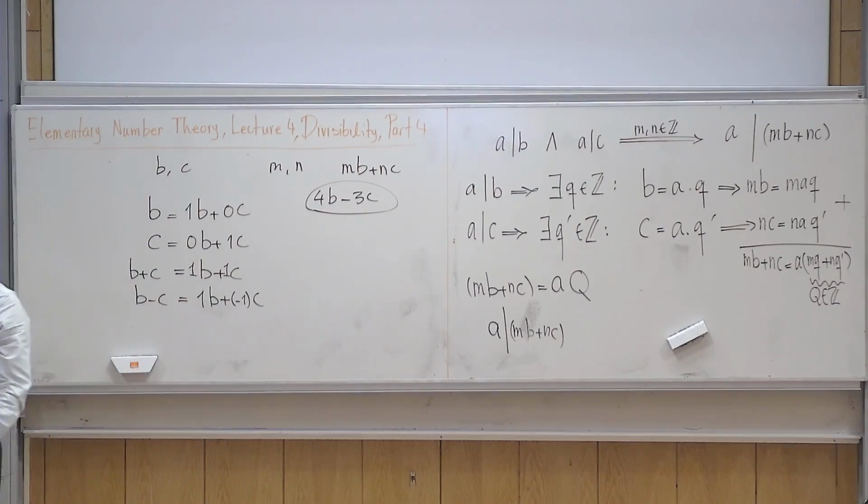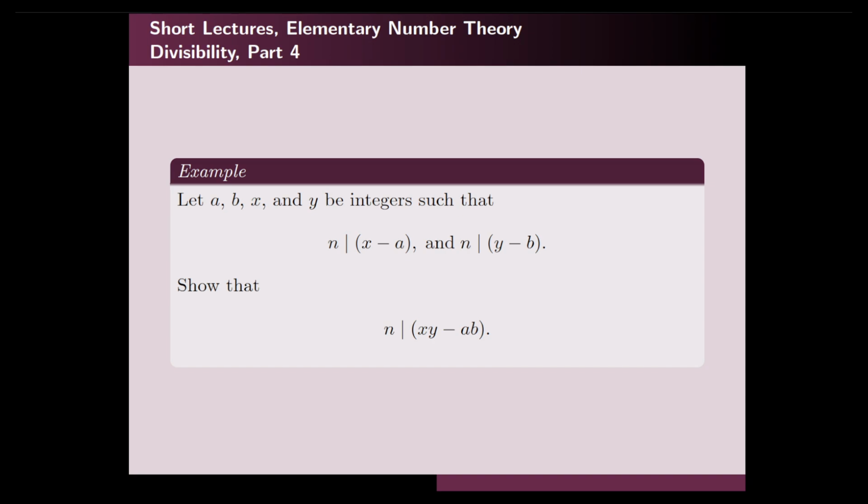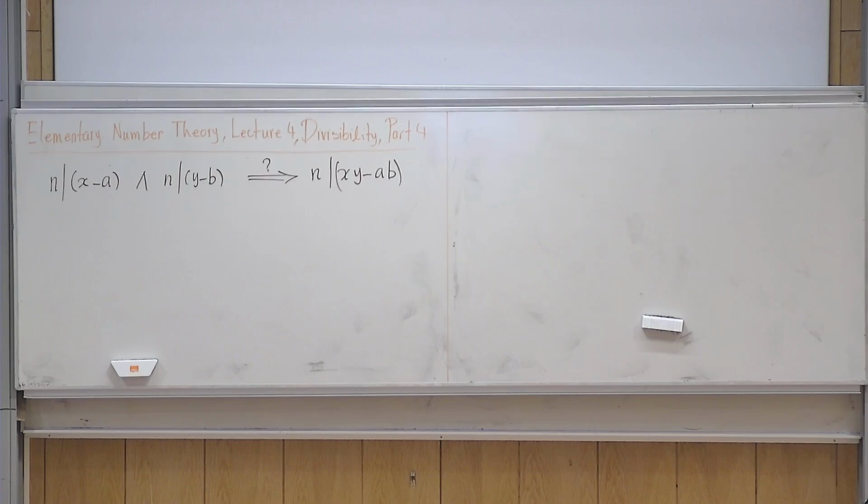So what are the examples? The first example that we want to do here is: let A, B, X, and Y be integers such that N divides X minus A and N divides Y minus B. We want to show that N also divides XY minus AB. So now let us go to the board and do it.